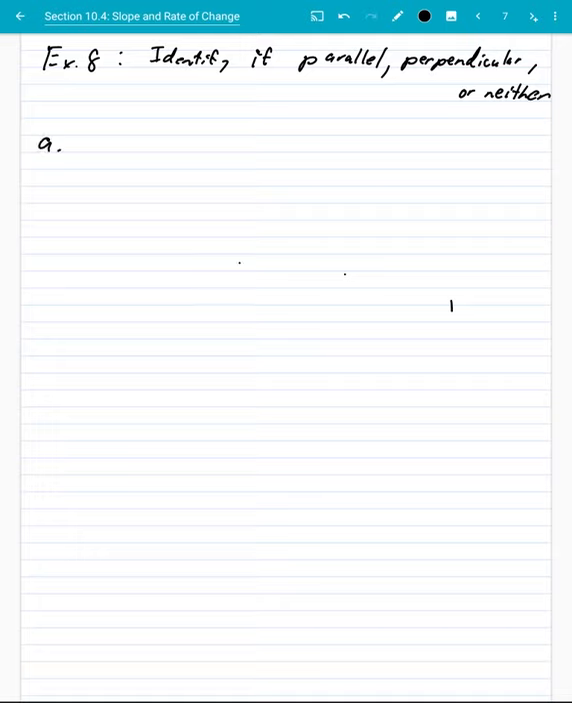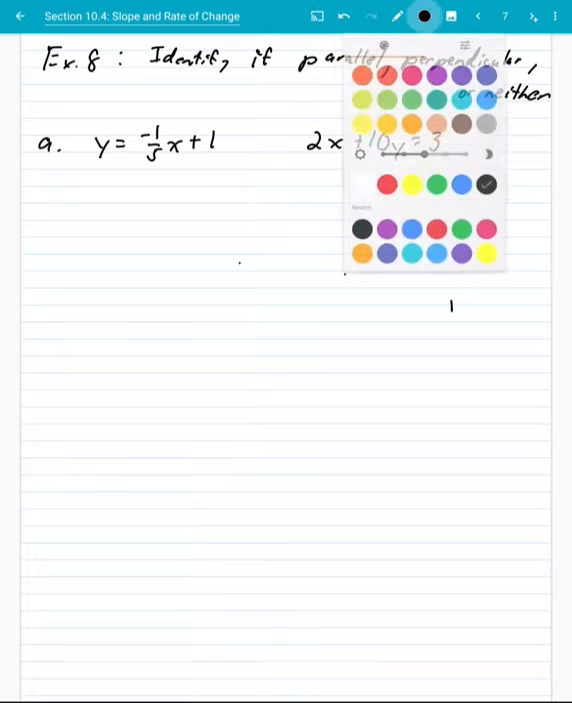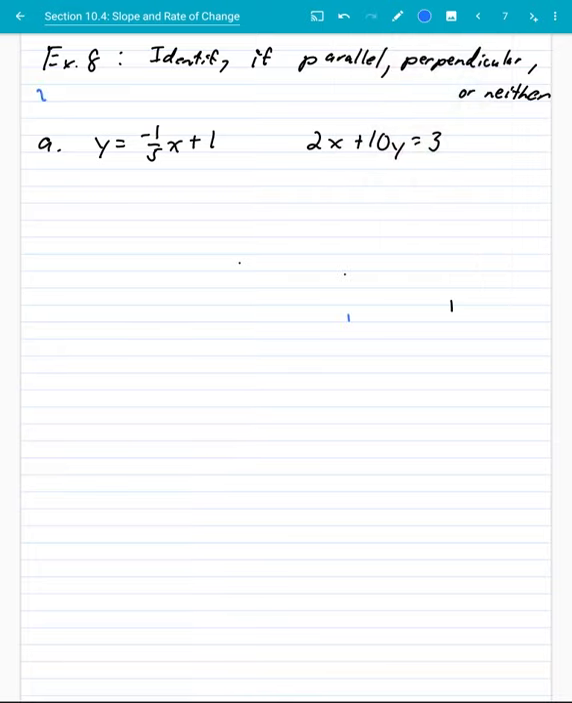So for letter A, it gives us two equations. We're not actually graphing them. We're going to look at the separate ones. y equals negative 1 over 5 x plus 1. I'm going to write the other one off to the side. 2x plus 10y equals 3. What we want to do is try to get it into our nice slope-intercept form. We want to convert the equations into that form because then we can analyze the slopes.